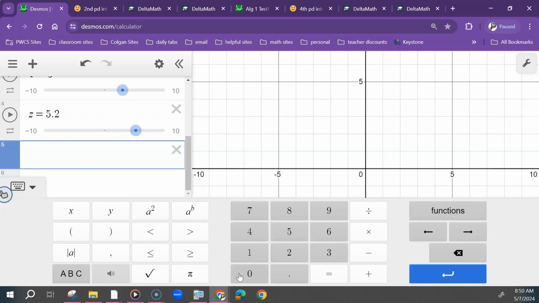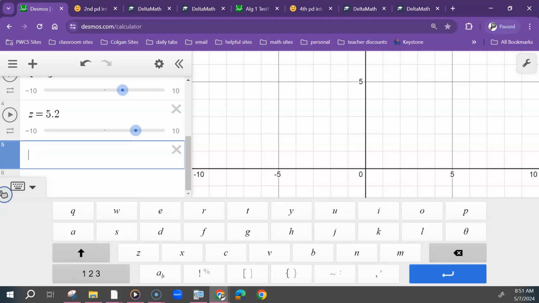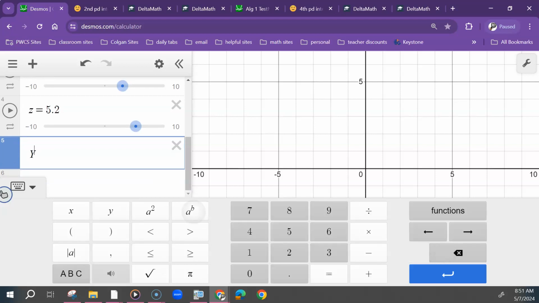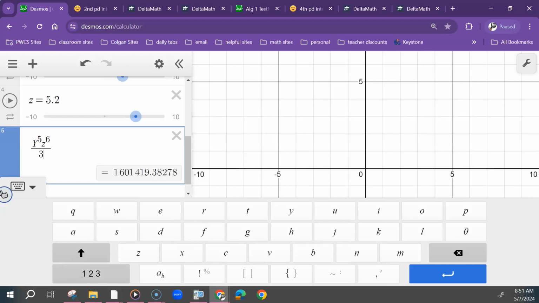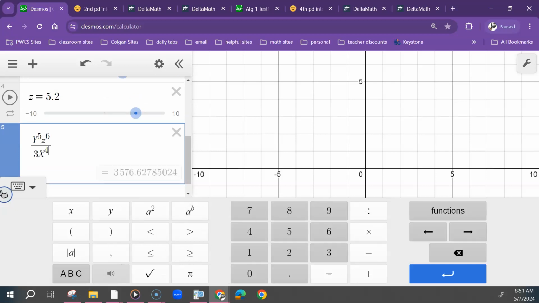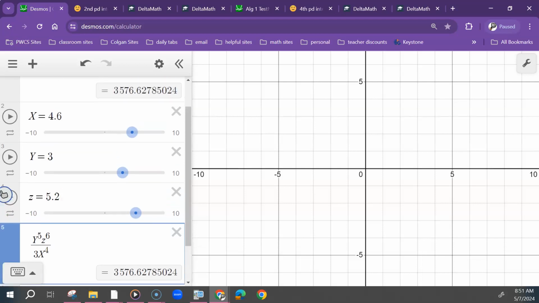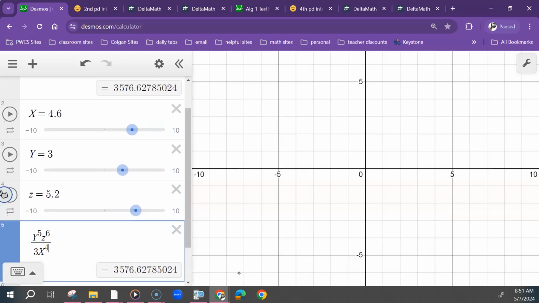Which was x to the, denominator, y to the 5th. And those numbers should be the same. Questions on that?